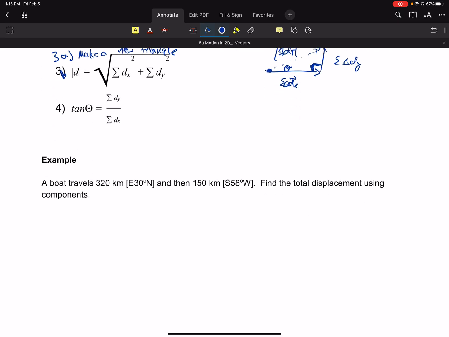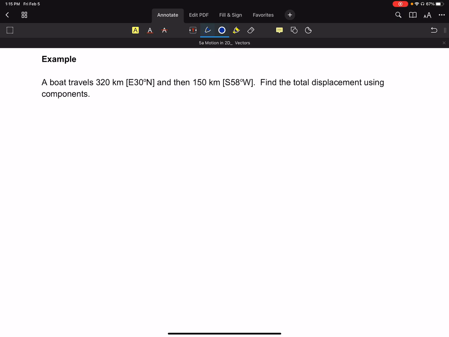Here's an example. A boat travels 3,200 kilometers east, 30 degrees north, and then travels 150 kilometers south, 58 degrees west. Find the total displacement using components. I have one vector here and another vector here. I'm going to call this delta d1 and this delta d2. Let's draw out delta d1. It's east and north, so east and then 30 degrees north. This is my 320 kilometers, and this is my 30 degrees.